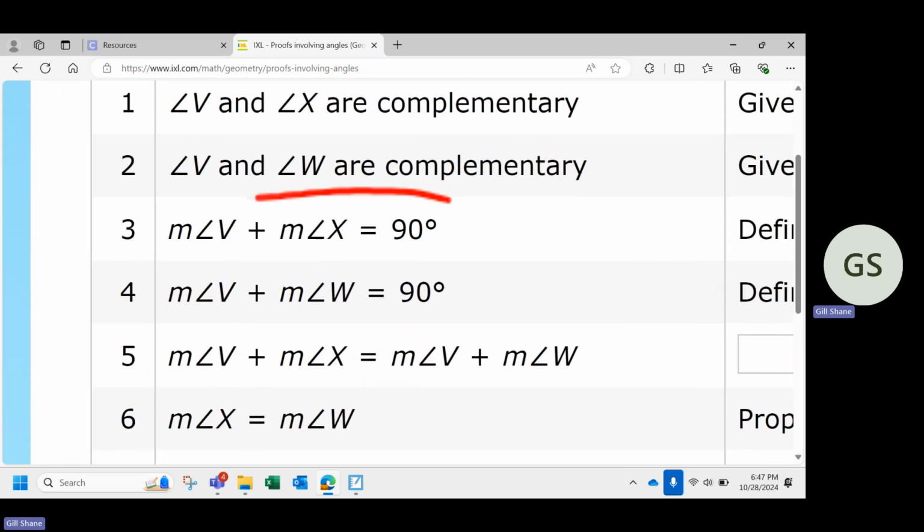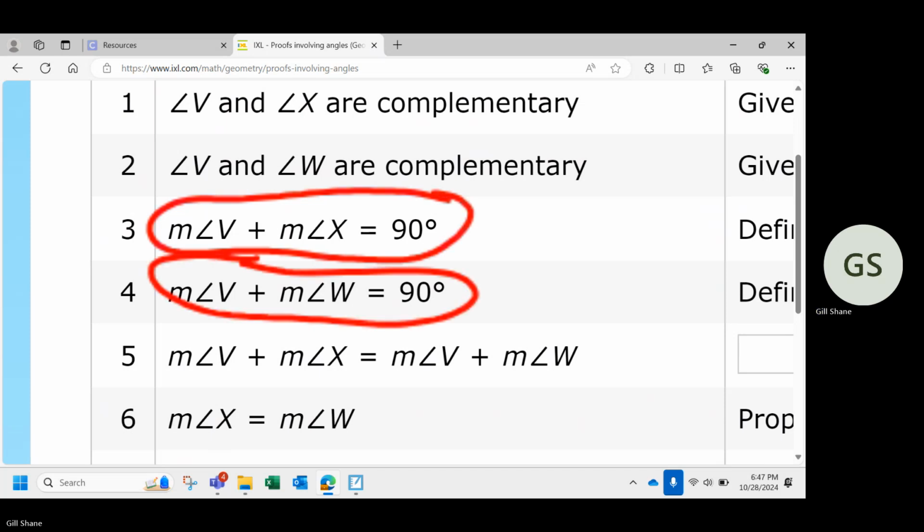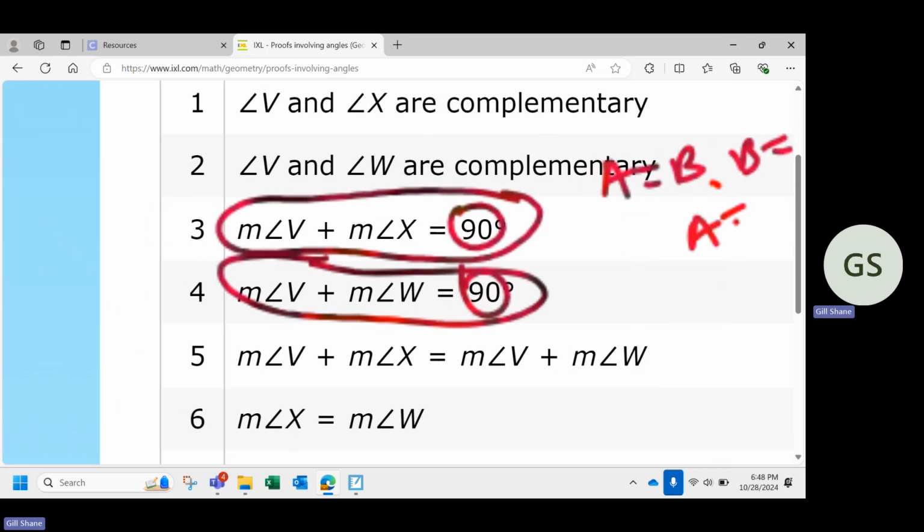Two statements that look really similar, so similar that they actually repeat a part of it. One of the sides of the equations is repeated. 90 is on the top one and in the bottom one. That's when you need to think about that A equals B, and B equals C, then A equals C thing.